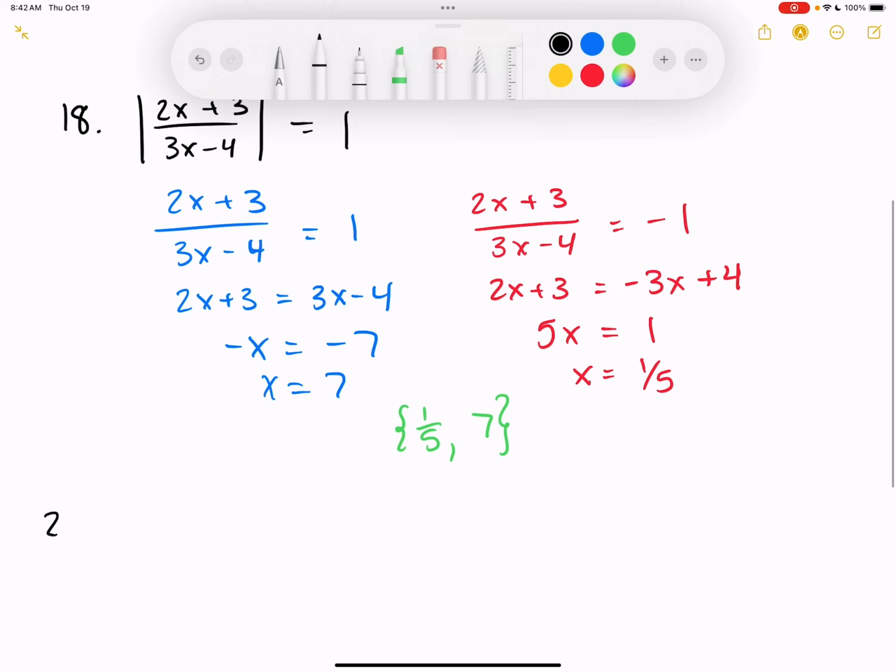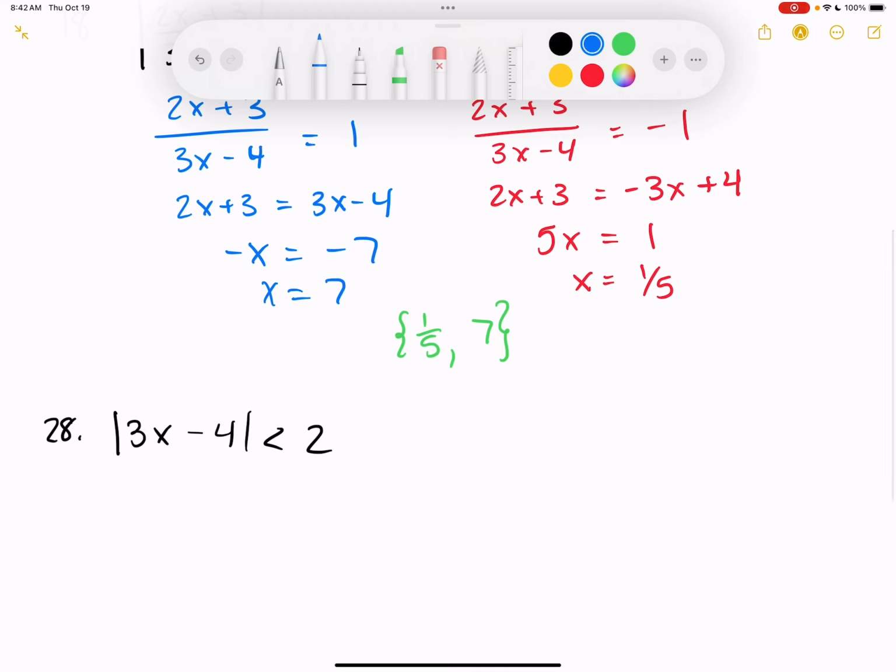So number 28, we've got the absolute value of 3x minus 4 is less than 2. So we have 3x minus 4 is less than 2 is the first one. Then the other one, when we change the sign, we need to flip the inequality. So it's going to be 3x minus 4 is greater than negative 2. Okay, because it's kind of like the rule of if you multiply or divide by a negative, that's kind of what's happening with why we change the inequality.